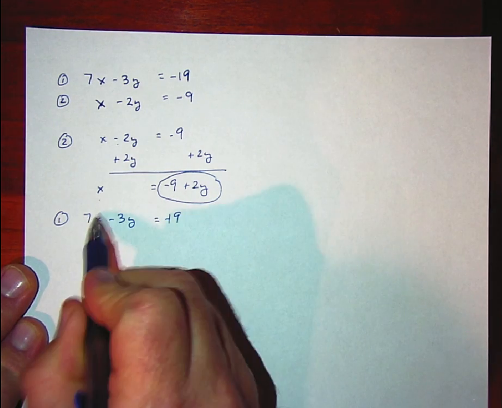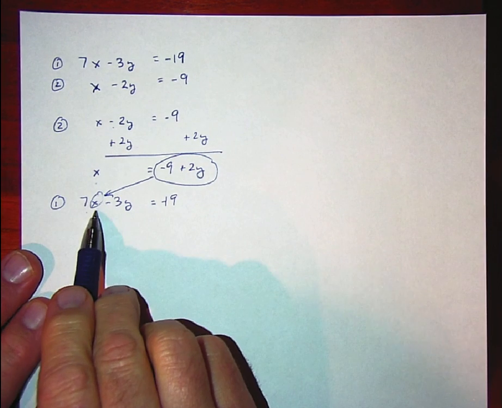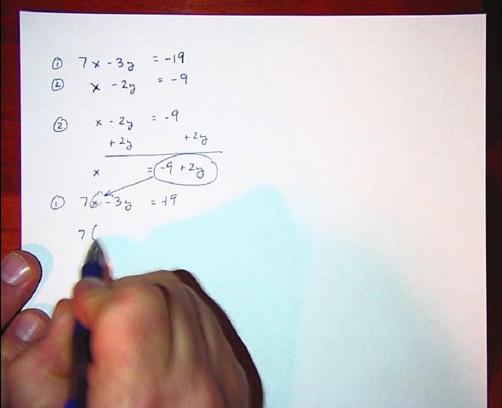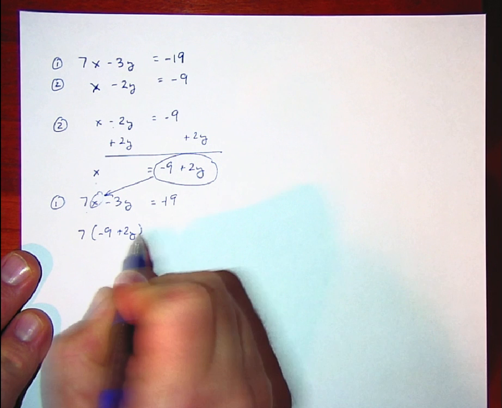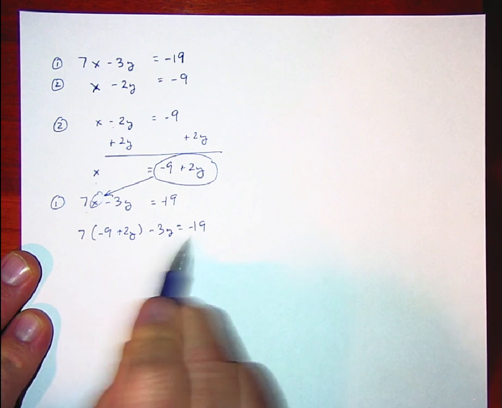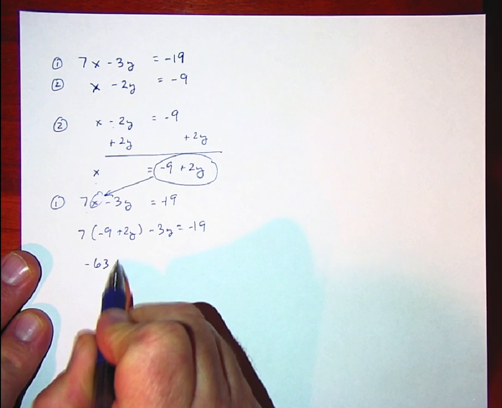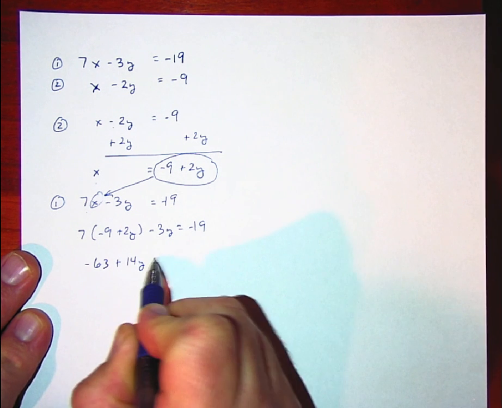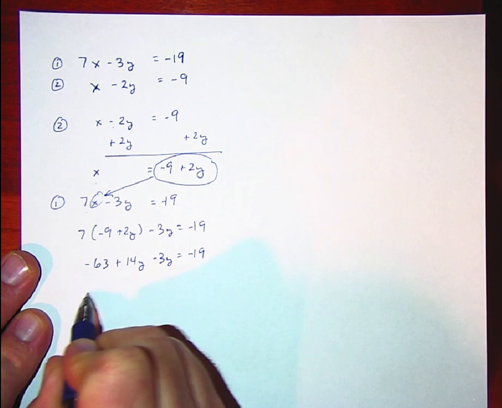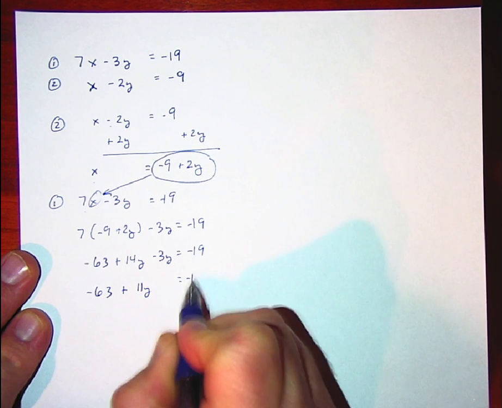Now everywhere I see x, I'm going to substitute this. And notice how I circle it and draw an arrow. If you want to do that, that's the best practice. 7 times negative 9 plus 2y minus 3y is equal to negative 19. Well, let's use the distributive property. 7 times negative 9 is negative 63. 7 times 2y is 14y minus 3y is equal to negative 19. Combine like terms, negative 63 plus 11y is equal to negative 19.